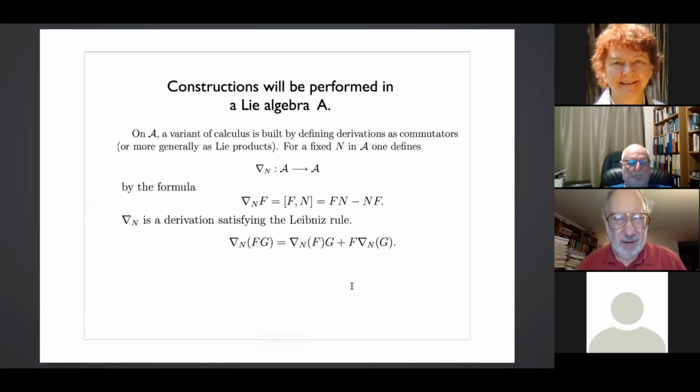And then I'm going to jump from things we could do with that to generalizing it as largely as we could. So we're going to work in some algebra where I can take commutators.